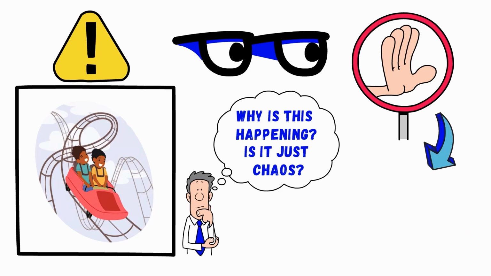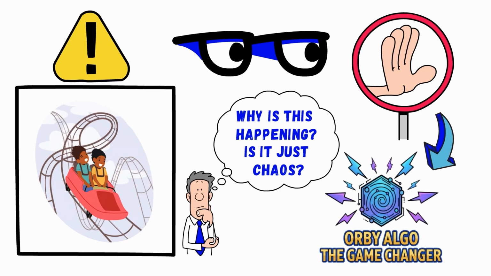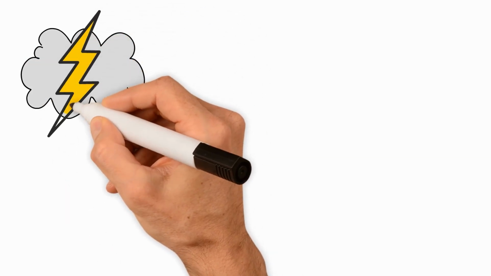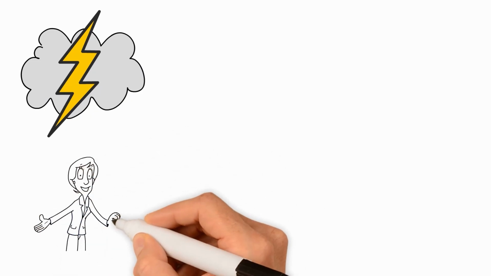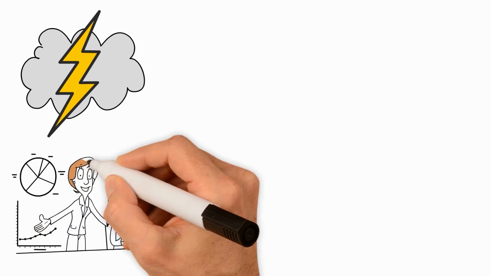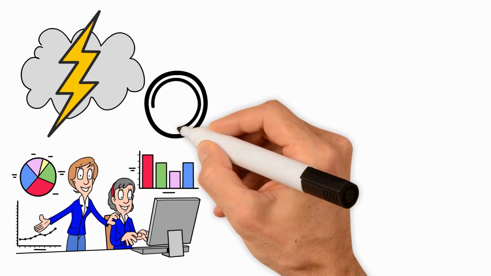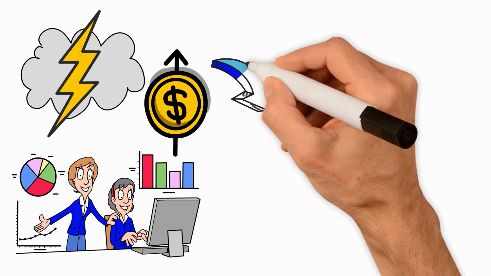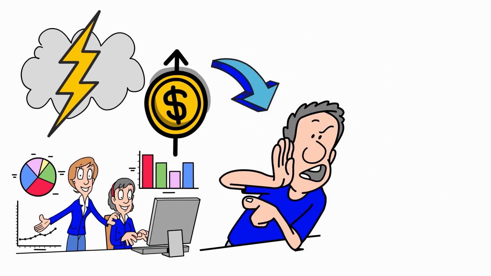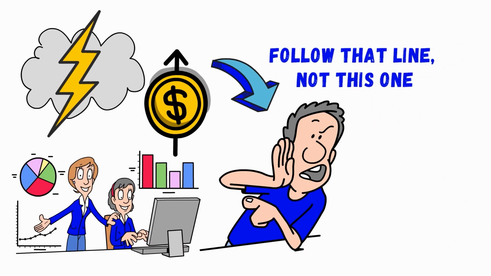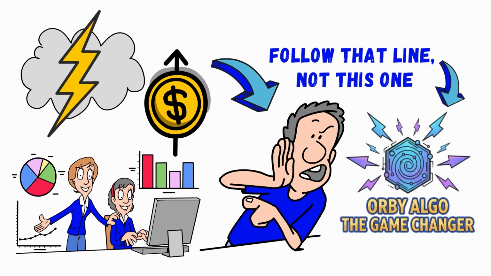Enter the game changer, the Orbi Algo. This tool cuts through that noise. It helps you decipher opening range patterns and spot money-making moves like a seasoned coach guiding a rookie through their jitters. Imagine having someone in your corner whispering, "Follow that line, not this one." That's the intel you get from the Orbi Algo.